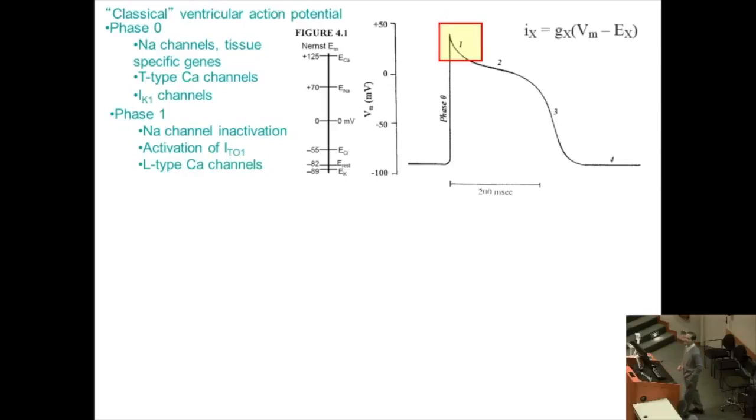ITO2 is a chloride channel current. You don't need to worry about that. L-type calcium channels activate during this phase. They have an activation gate and an inactivation gate, just like sodium channels. Both are slower than sodium channels. So they activate slower, and that activation becomes significant during phase 1. And they inactivate slower, and that inactivation is very slow. It's constantly going on, but I would say it does not become significant until phase 2.